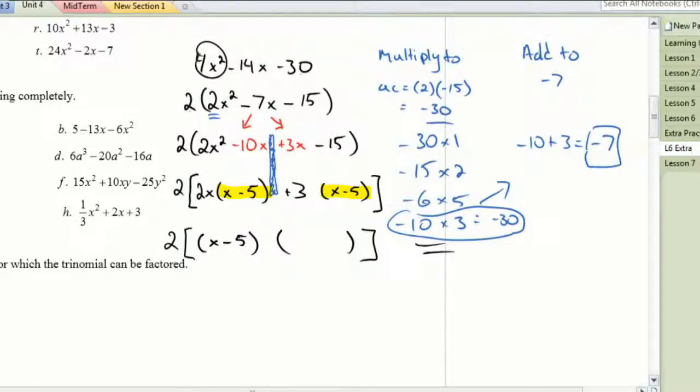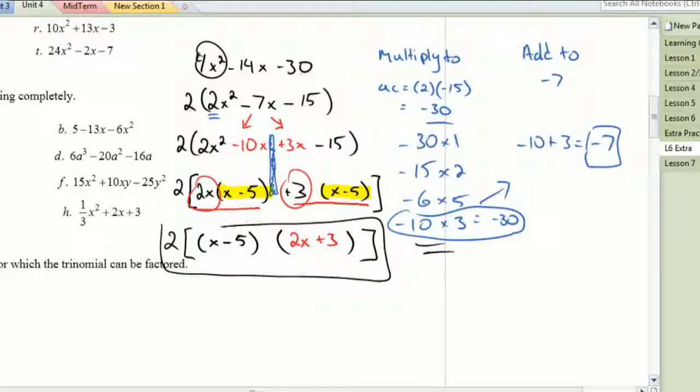So if I pull an x minus 5 out of this first half here, what's left? Well, I have a 2x. So I'm going to drop that down here, 2x. And if I pull an x minus 5 out of the second half, what's left? I have a positive 3. And that is the answer. So I just put square brackets and round brackets so I didn't get mixed up with my brackets. If you wanted to leave those as round brackets, that would have been fine.